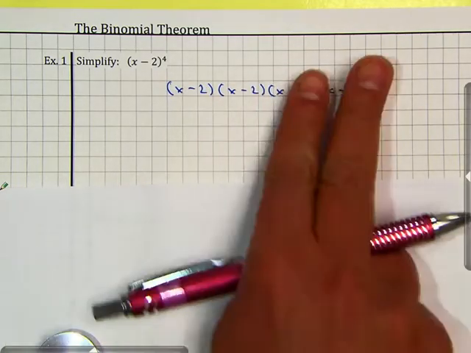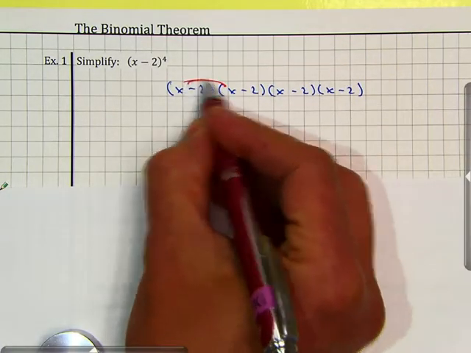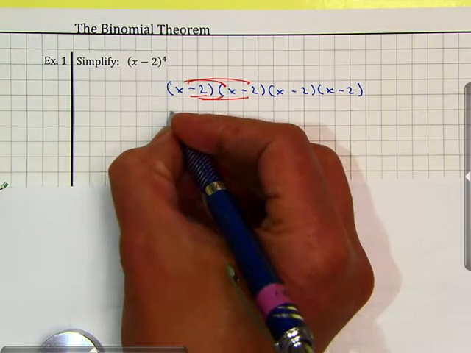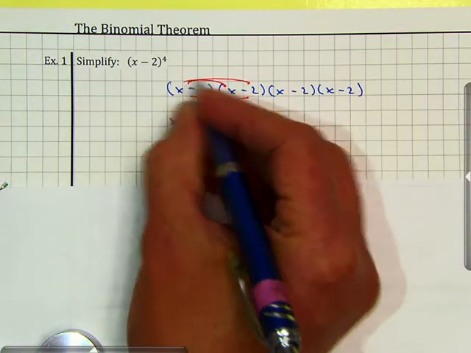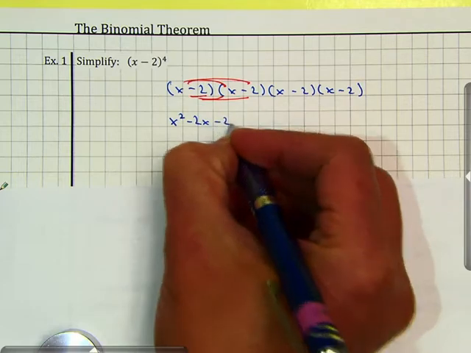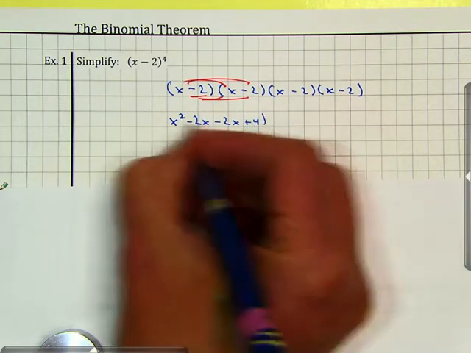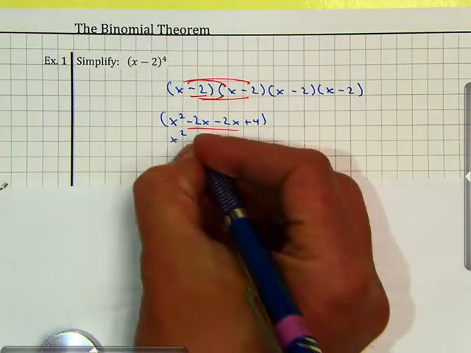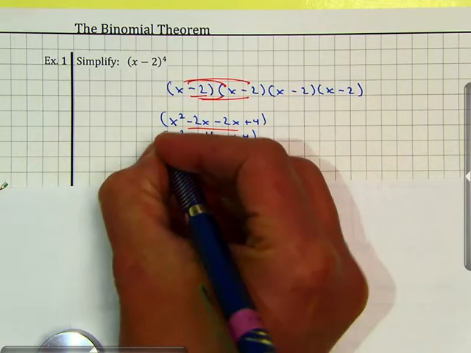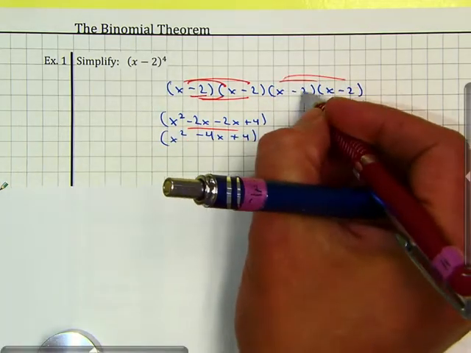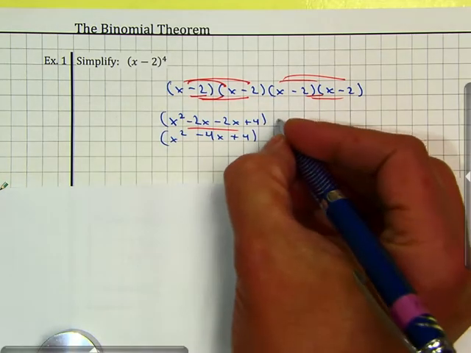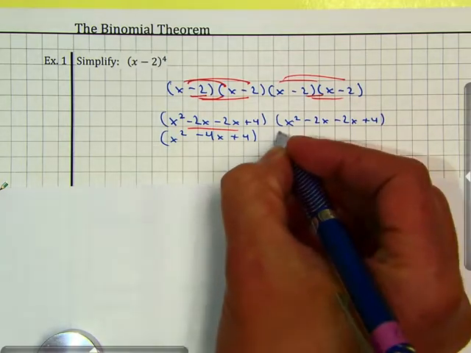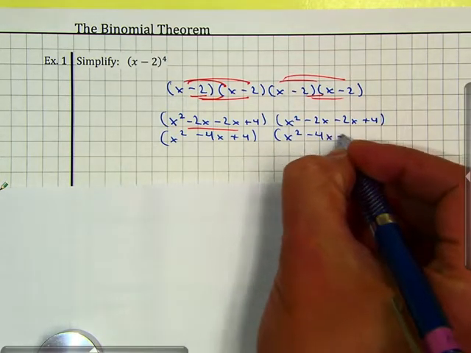So we are going to multiply the first two binomials. Distribute the x, distribute the negative 2. That will give me x squared minus 2x minus 2x plus 4. Combine like terms, so that will give me x squared minus 4x plus 4. We are going to multiply the second two binomials. Well, that will give us the same, x squared minus 4x plus 4.